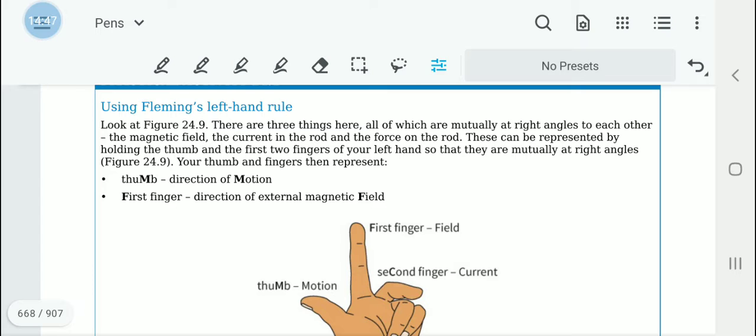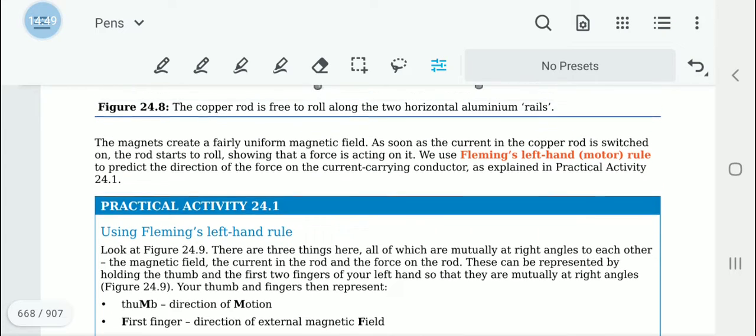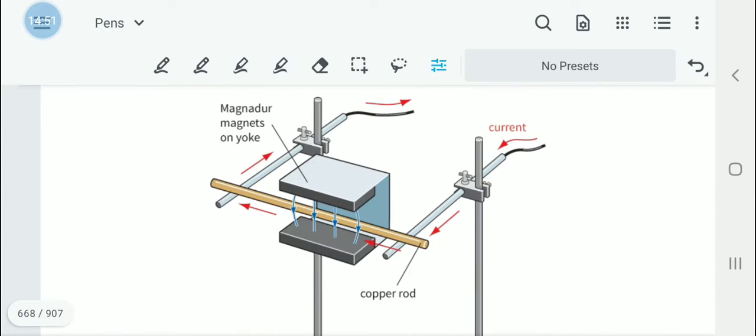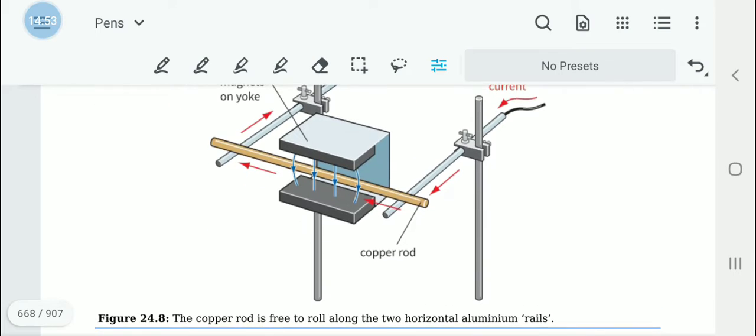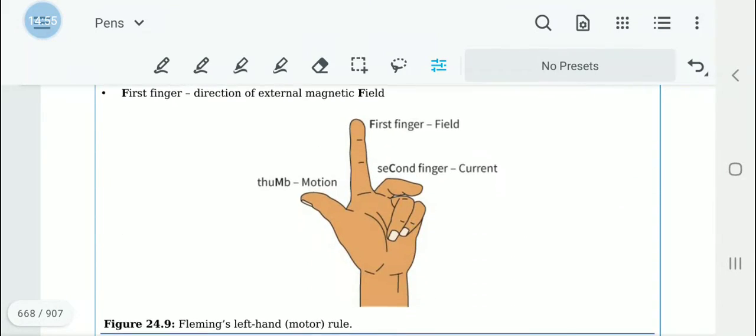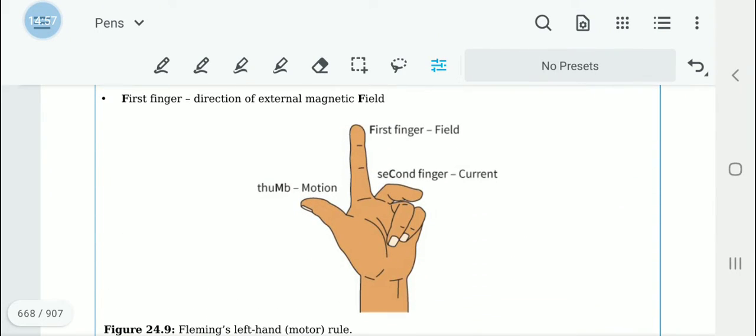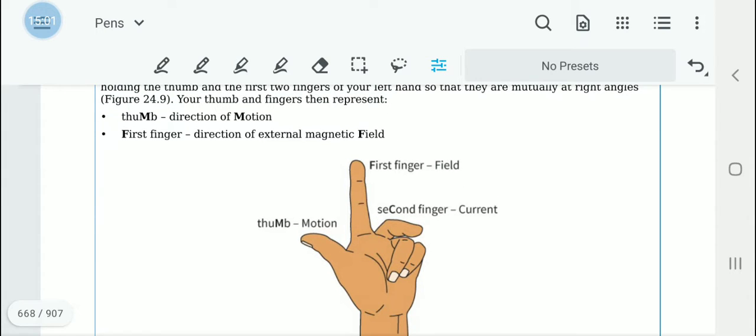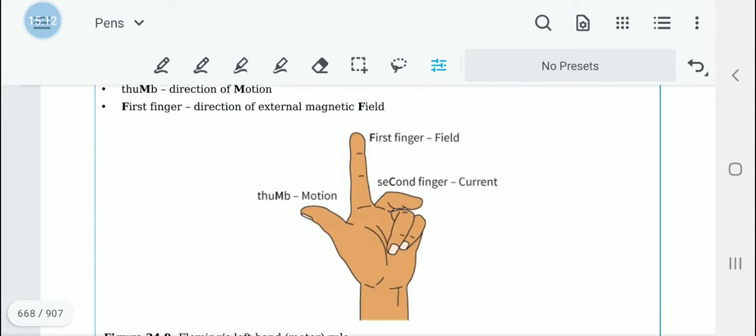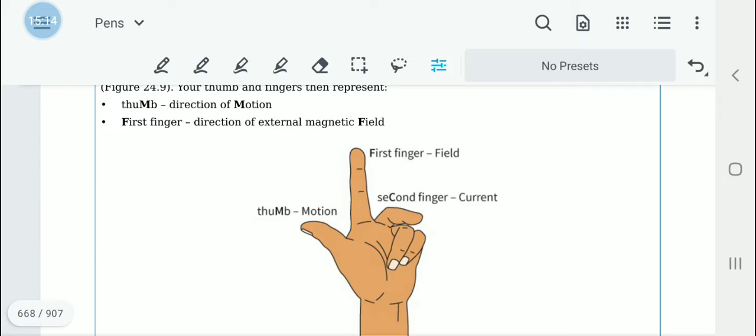So now in this 24.9 diagram, we have thumb to show the motion, first finger to show the field, second finger to show the current, and also please remember that this is the left hand that we are talking about.